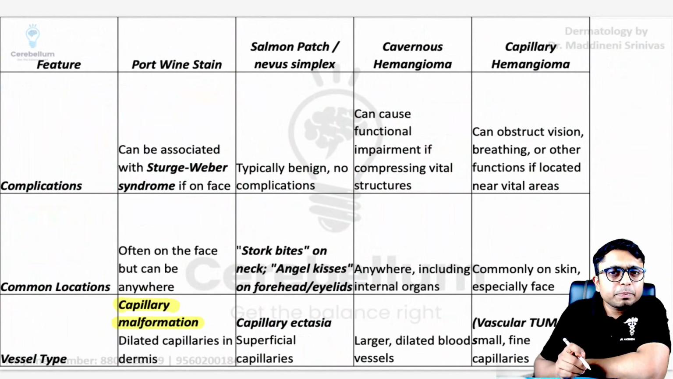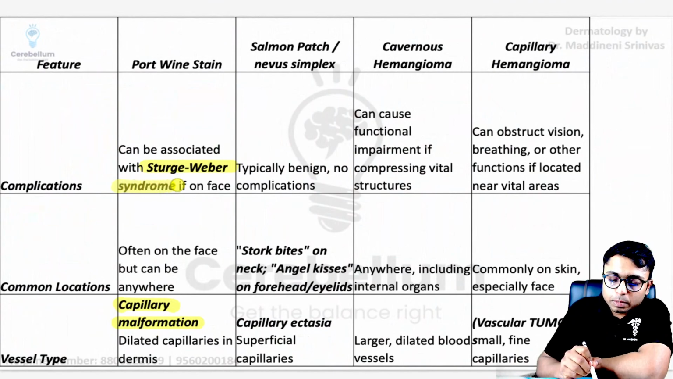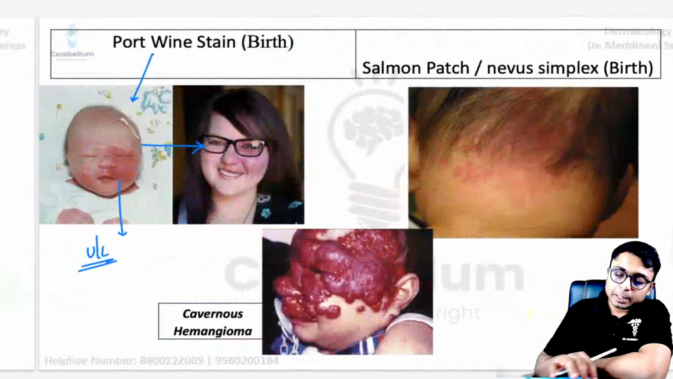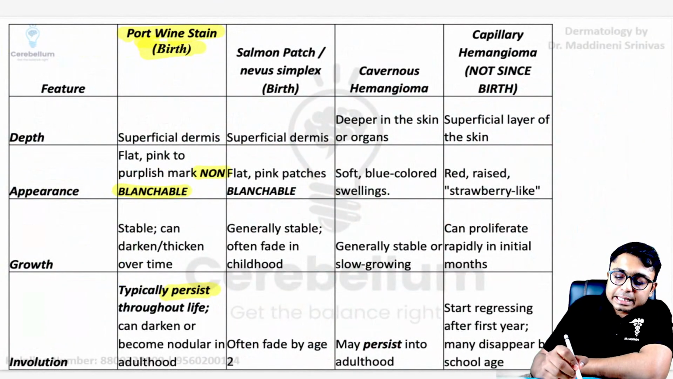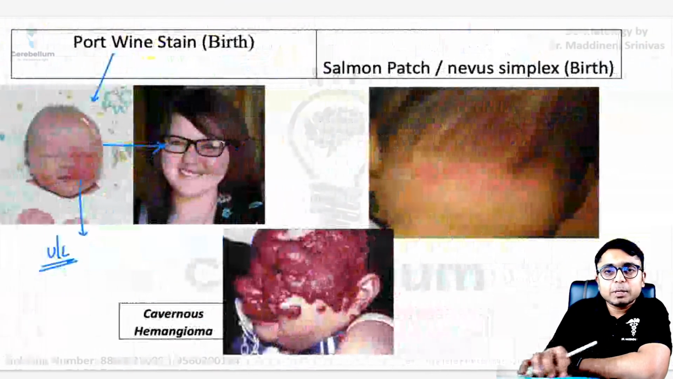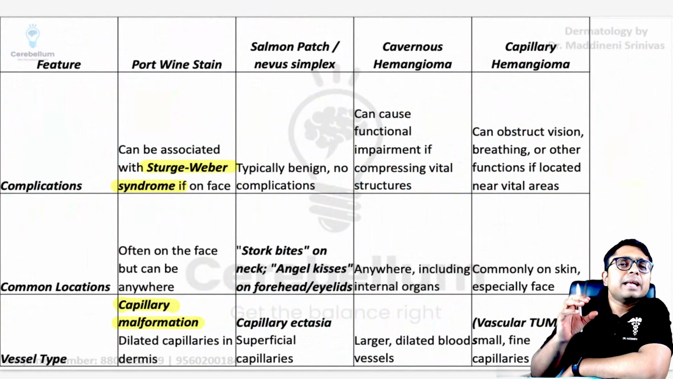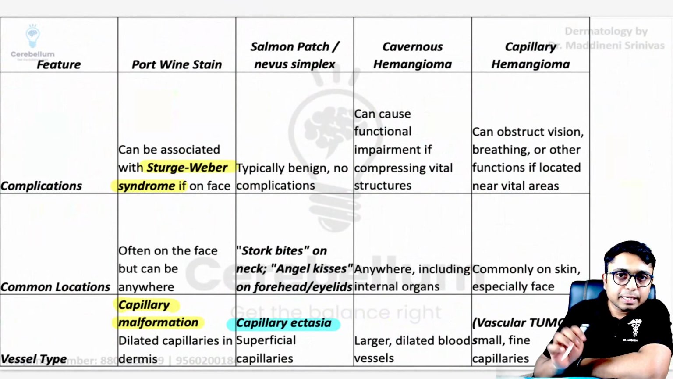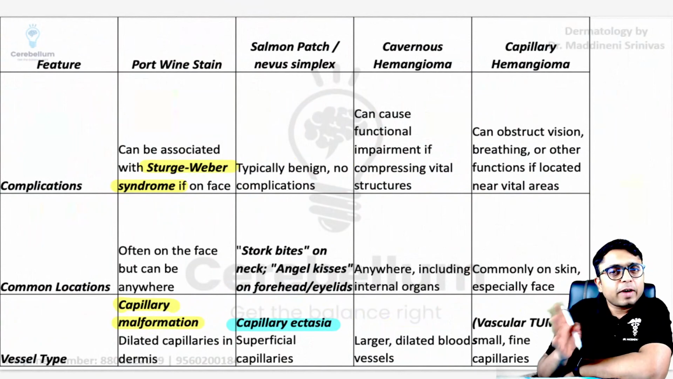I hope you do remember in your pediatric classes you might have heard about Sturge-Weber syndrome. It is associated with port wine stain. The next one is salmon patch, or nevus simplex. This is also seen since birth, and this is blanchable. Why is it blanchable? Because basically it is just a telangiectasia. It is a capillary telangiectasia which can be seen over the skin, and this has various fancy names.